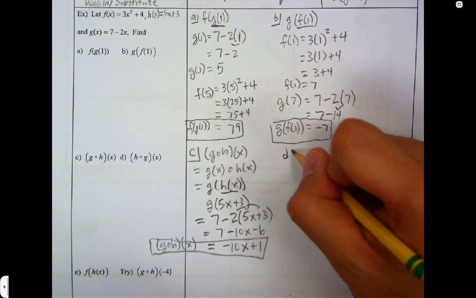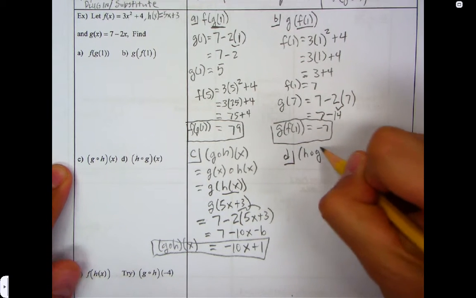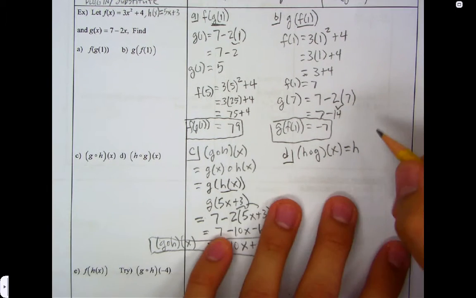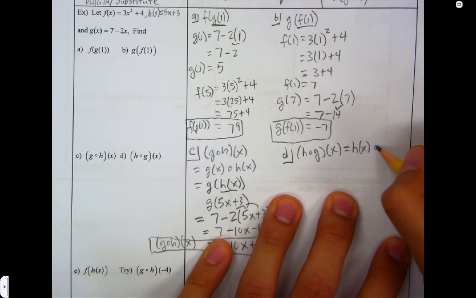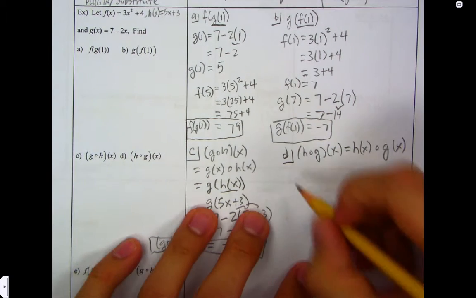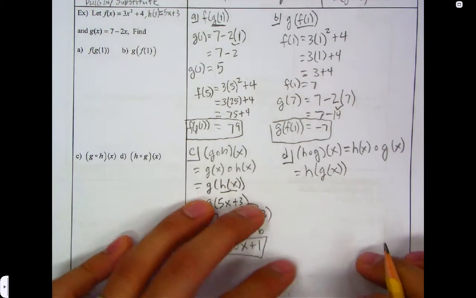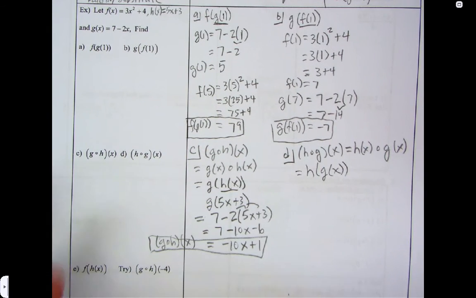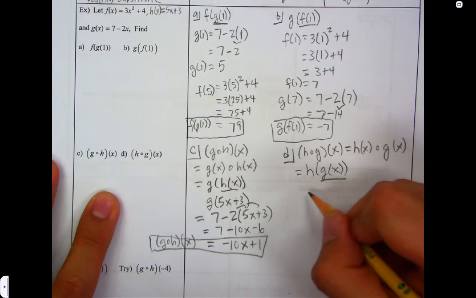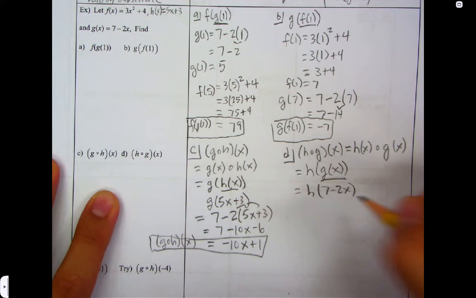Little d. H composed with g of x. This means h of x composed with g of x. And you remember, open circle just means plug in. So another way to write this is h of g of x. Start with the inside, g of x. Find what that equals. So plug it in. H of 7 minus 2x.